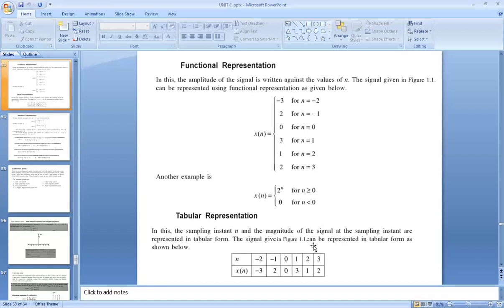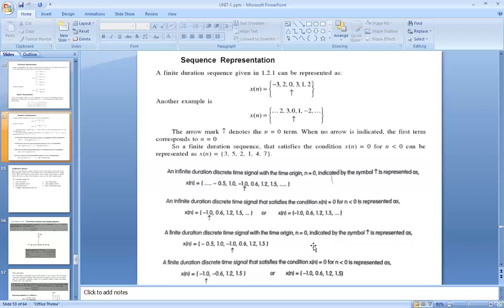When n is equal to -2, its value, that is x of n, will be -3. When n is equal to -1, x of n is equal to 2. Similarly, when n is equal to 0, x of n is equal to 0. When n is equal to 1, x of n is equal to 3. When n is equal to 2, x of n is equal to 1. And when n is equal to 3, x of n is equal to 2.